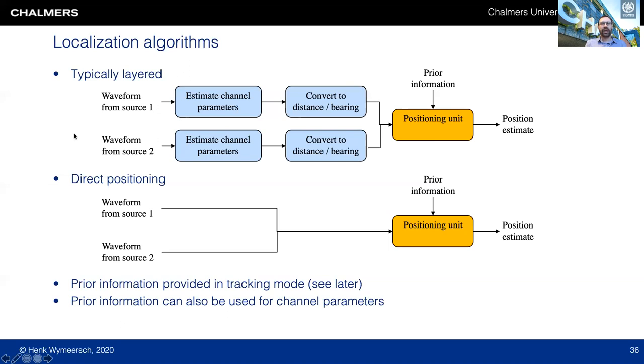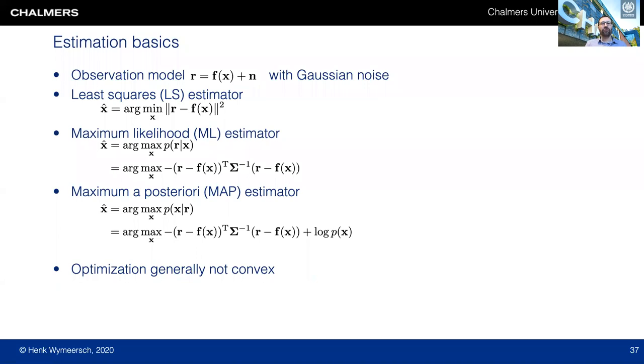Now, as I said before, positioning is an estimation problem, so we just use our standard toolbox of estimation theory to solve these kinds of problems. So the problems are always, or almost always, of the same form. They're of the form: an observation is a function of the unknown plus noise. How do you solve these problems? Well, you can apply your standard technique.